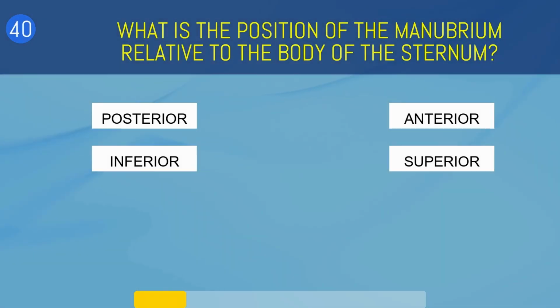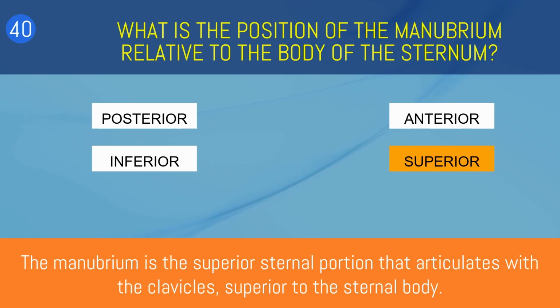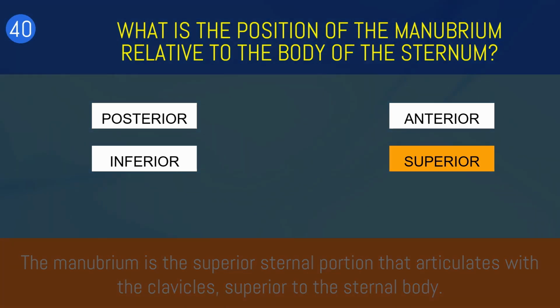What is the position of the manubrium relative to the body of the sternum? Posterior, inferior, anterior, or superior? Superior. The manubrium is the superior sternal portion that articulates with the clavicles, superior to the sternal body.